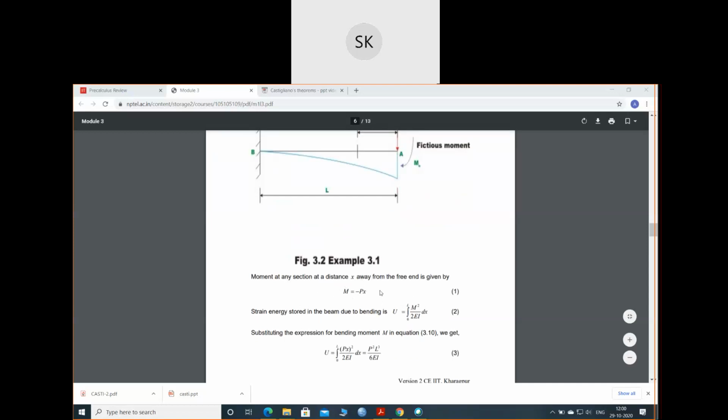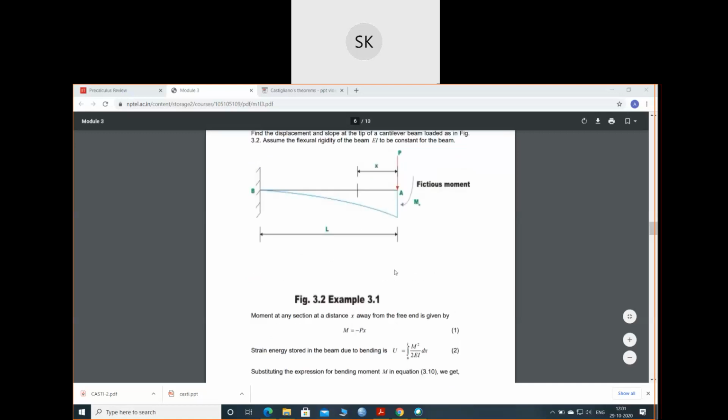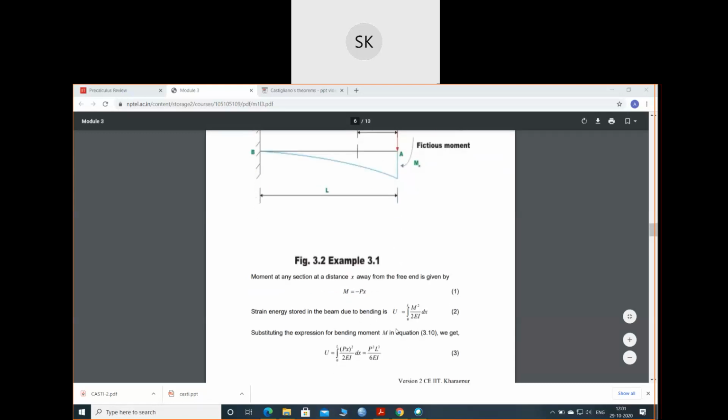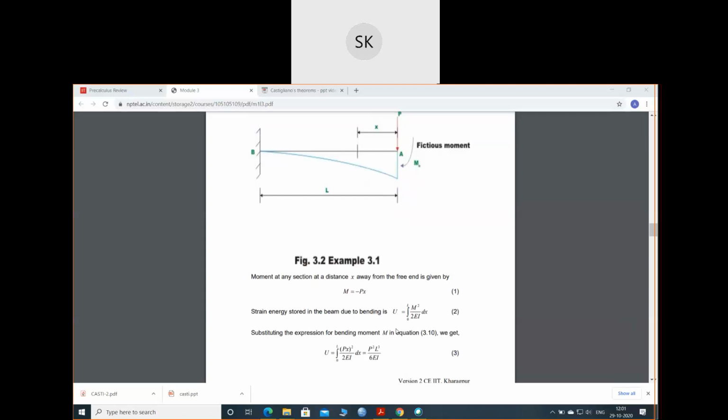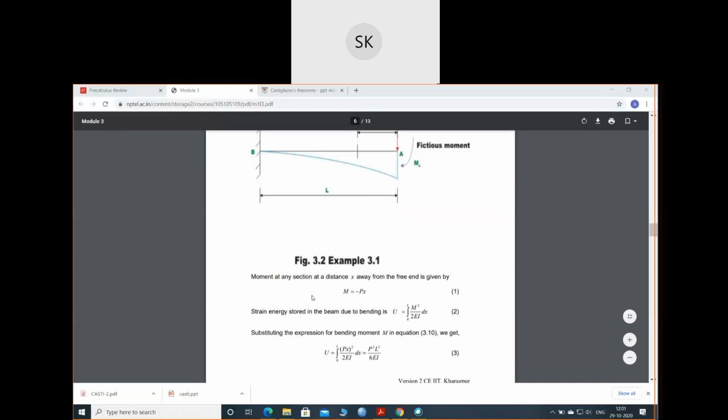I hope this point need not be discussed, because you know about this, right? So what is the formula for moment? It is force into distance, right? So P is my force, x is my distance. So moment is just P into distance. Strain energy stored in the beam due to bending is, as we have studied, I've shown you on the PPT, right? The strain energy due to bending will be the integral from 0 to L of M squared by 2EI dx. Okay, so I have to replace this M with minus Px.